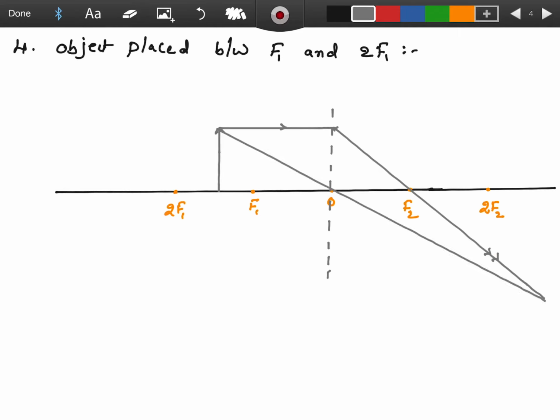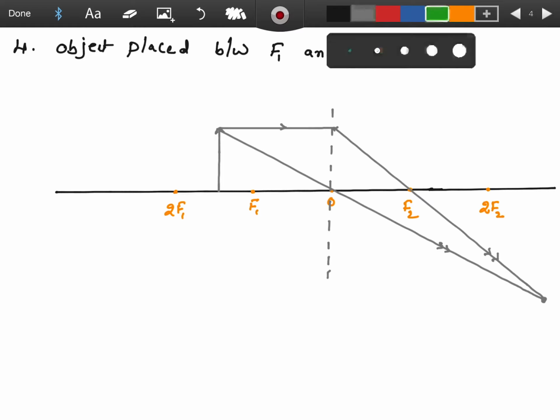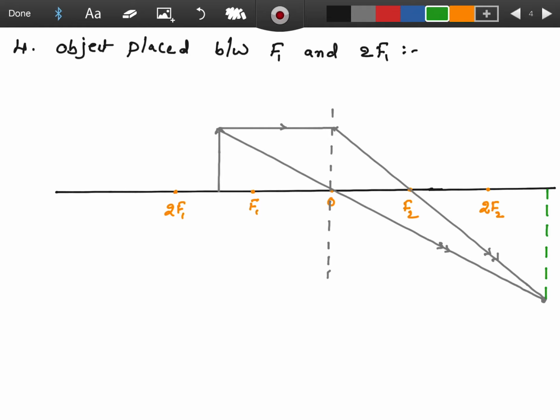Here somewhere they intersected. This is the second refracted ray. These two refracted rays meet at this point. There you are going to get the image; it forms at this intersection point. See the size of the image, magnified or diminished, students? It is magnified.